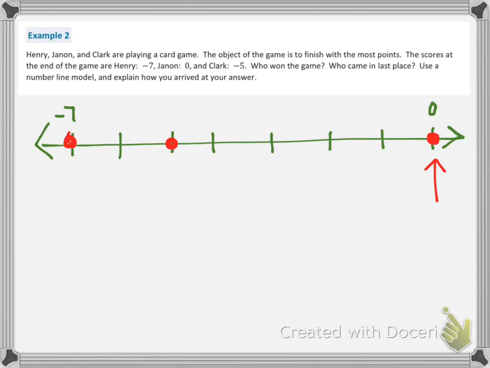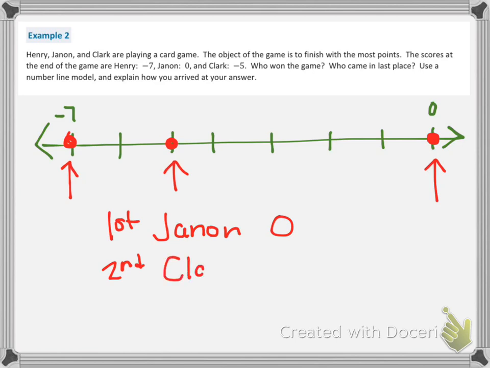Janan is the winner. And then who came in last place? Well, it's the one with the least amount of points, so that's -7, and that was Henry. So first place was Janan with 0 points. Second place would be this one, -5. That's Clark. And then last place, or third place, would be Henry at -7. Okay, so the most is 0. The least is -7. There we go.